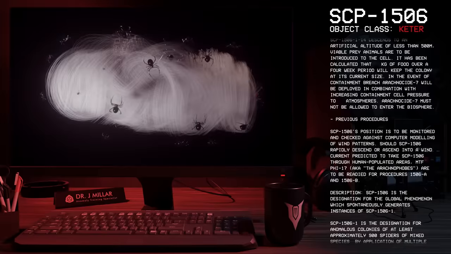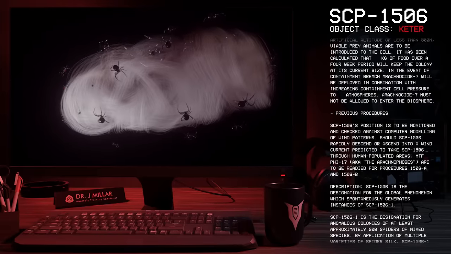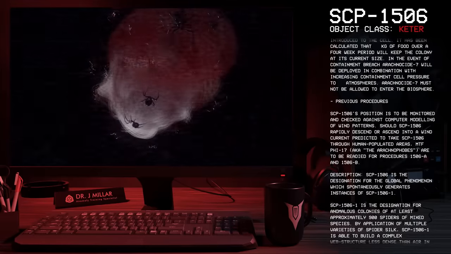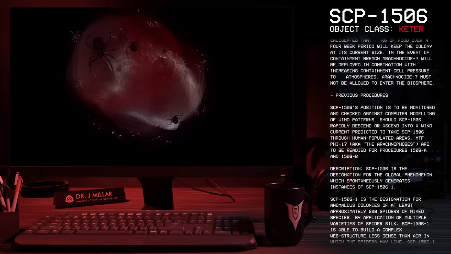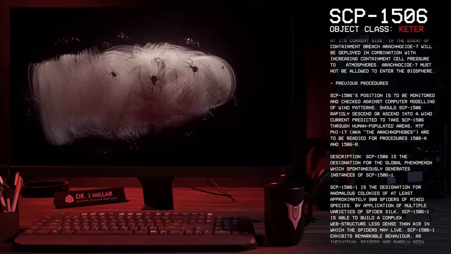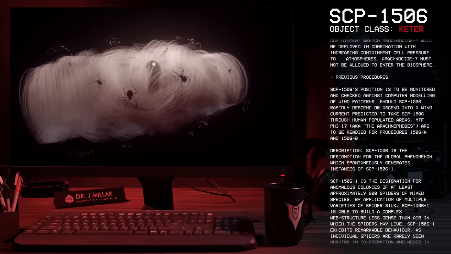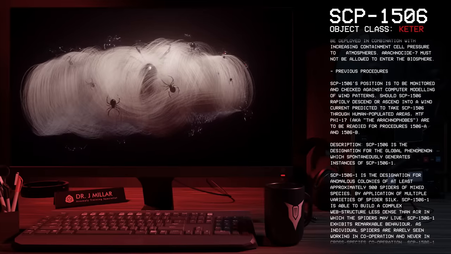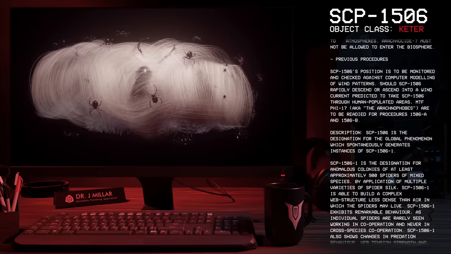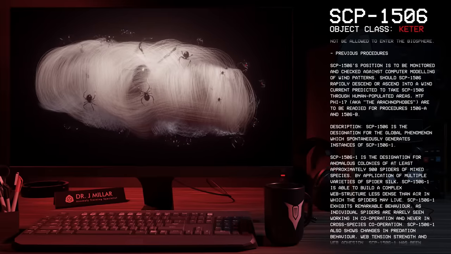The following are outdated containment procedures. SCP-1506's position is to be monitored and checked against computer modeling of wind patterns. Should SCP-1506 rapidly descend or ascend into a wind current predicted to take SCP-1506 through human-populated areas, Mobile Task Force Phi-7 are to be readied for Procedures 1506-A and B.